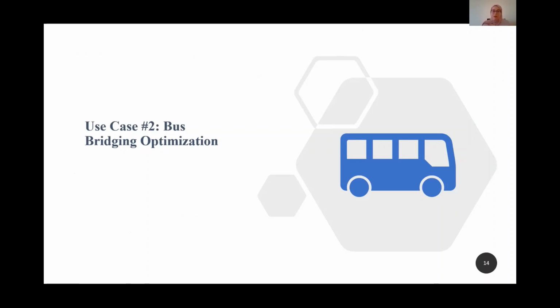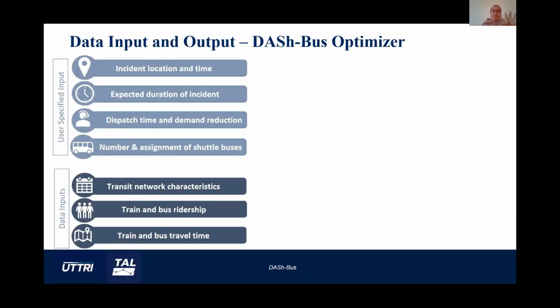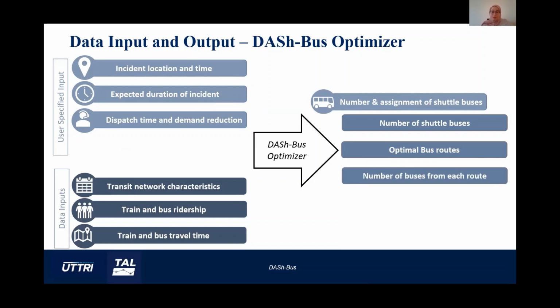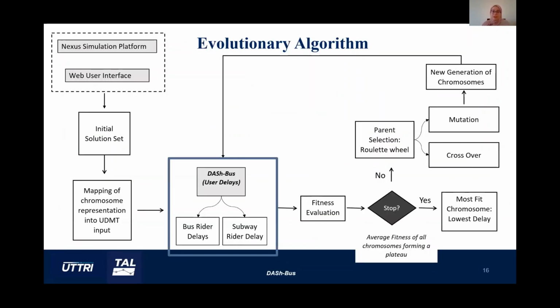Our optimization is based on this: instead of us giving the tool the assignment of shuttle buses, we need to have this as the output of the model, which gives us the optimal number of shuttle buses, the optimal bus routes to select these buses from, how many buses from each of the routes, and to which end station the bus should start serving. And all these depend on different factors that we took into consideration. We used an evolutionary algorithm. I'm not going to go into details, but our focus was to minimize the total users' delays, which are bus riders' delays and subway passenger delays.